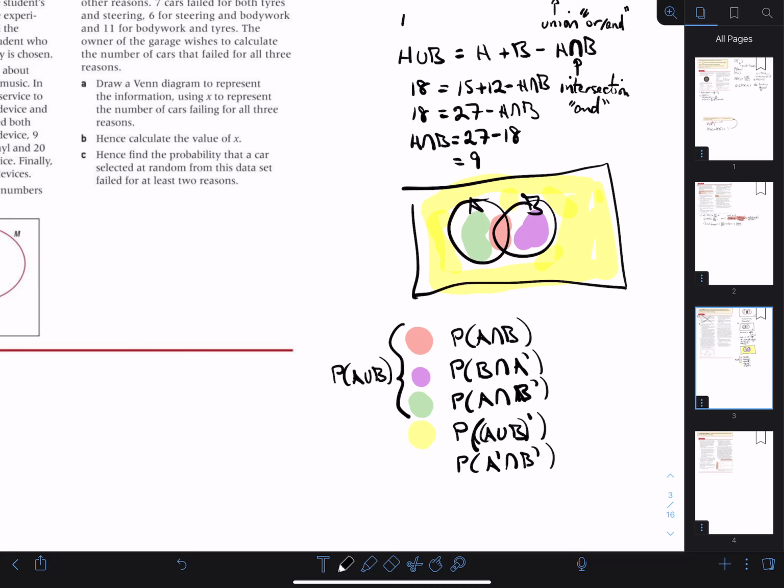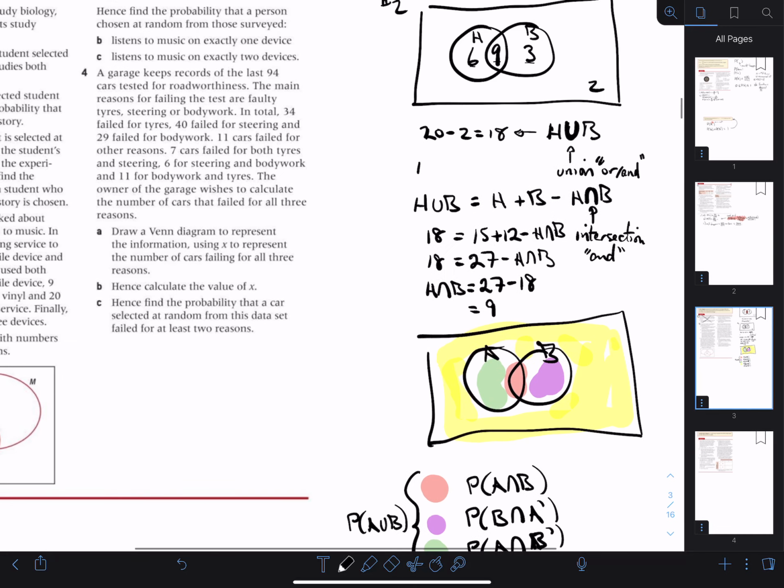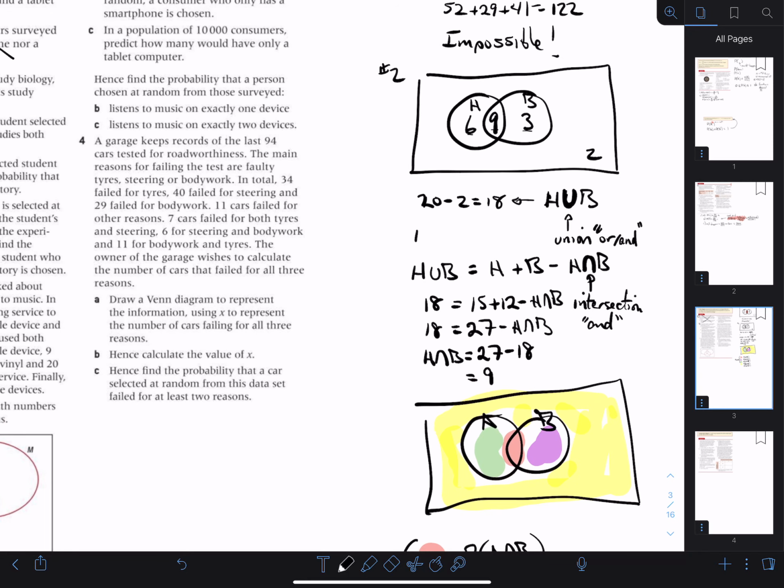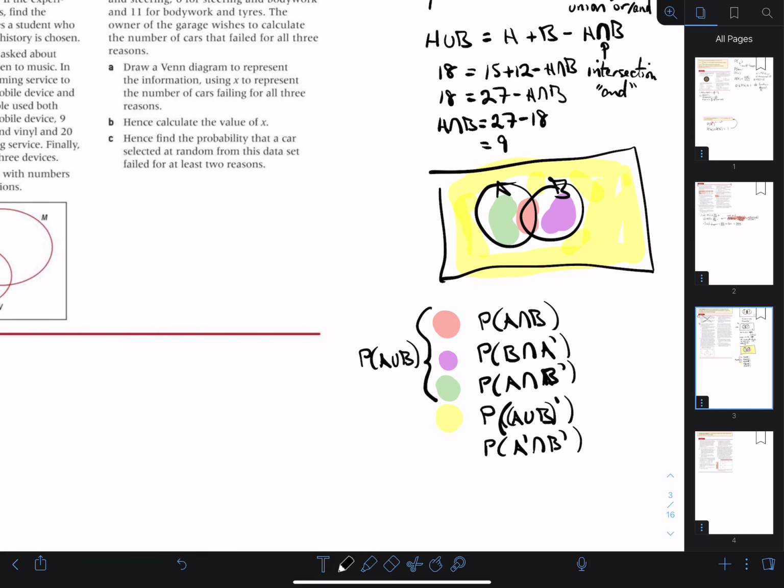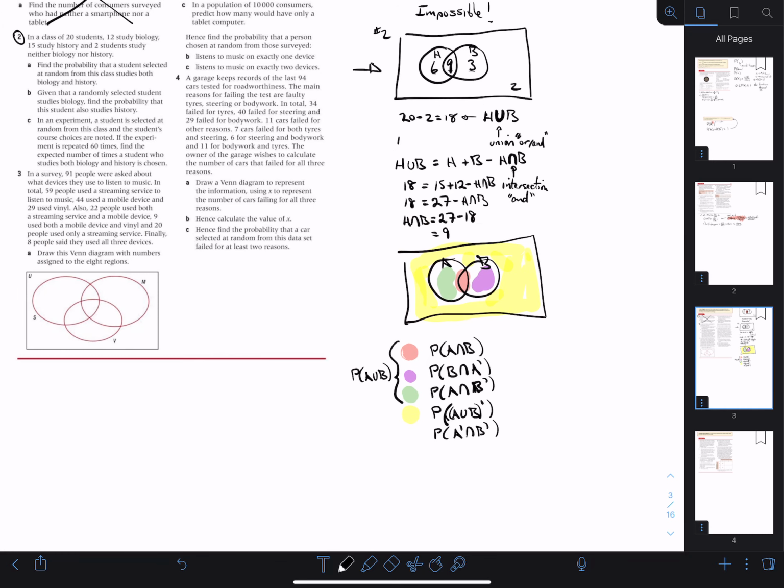So I wrote it down as probabilities, but like I showed you in the problem above, it could just be number counts of things, like in this one. It could just be the number count. Yeah, that's Venn diagrams.